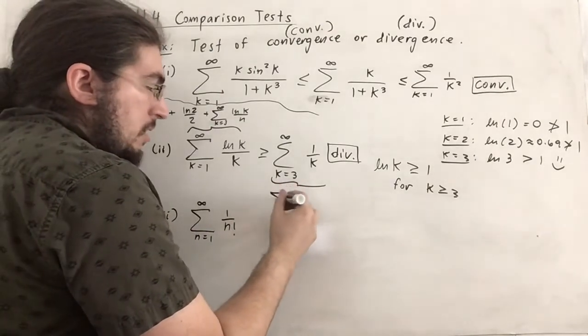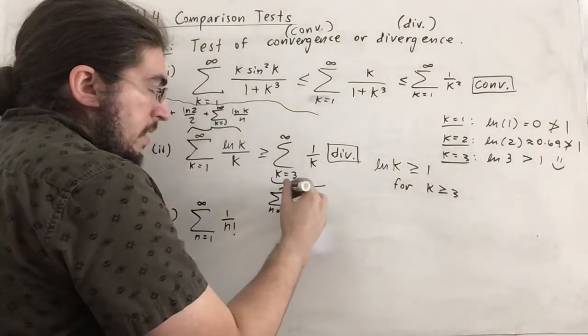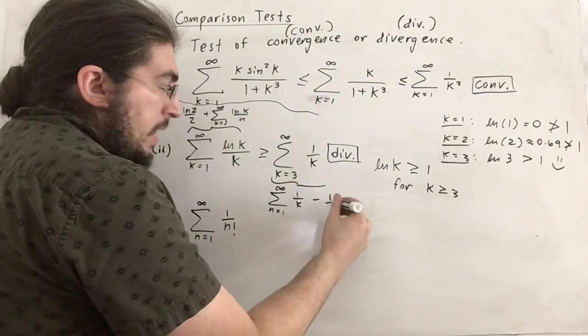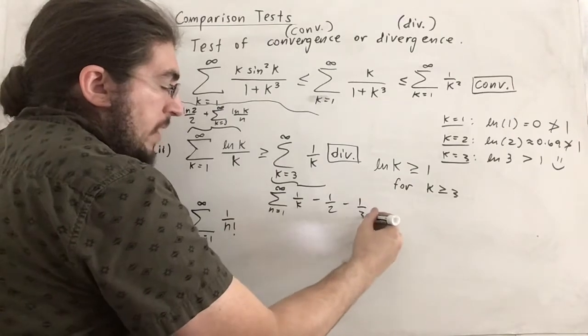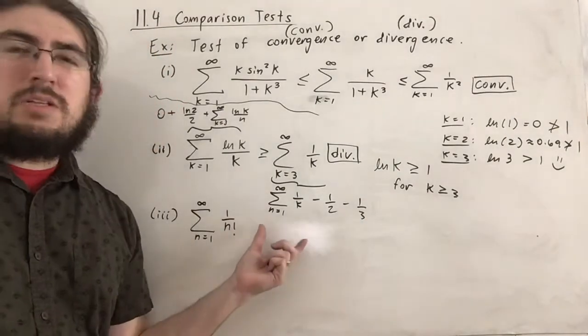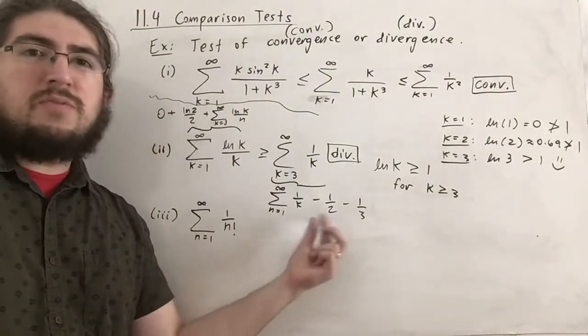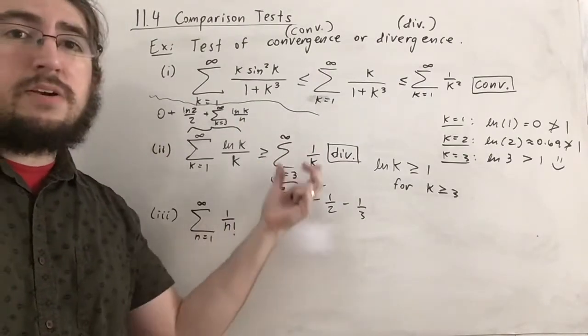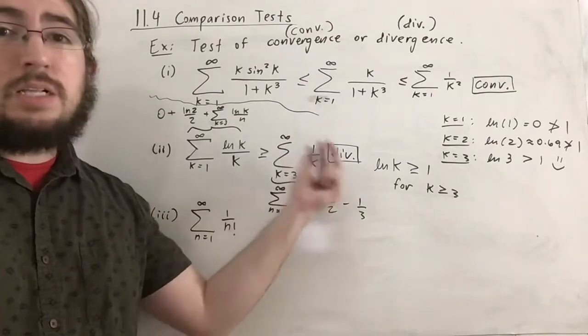So this is actually the harmonic series minus a few things. In fact, it starts at 3, so we need to take away 1 over 2 and 1 over 3. But that's okay because this still blows up to infinity, and if you subtract a few finite terms, it still blows up to infinity. So in fact, this series is still divergent.